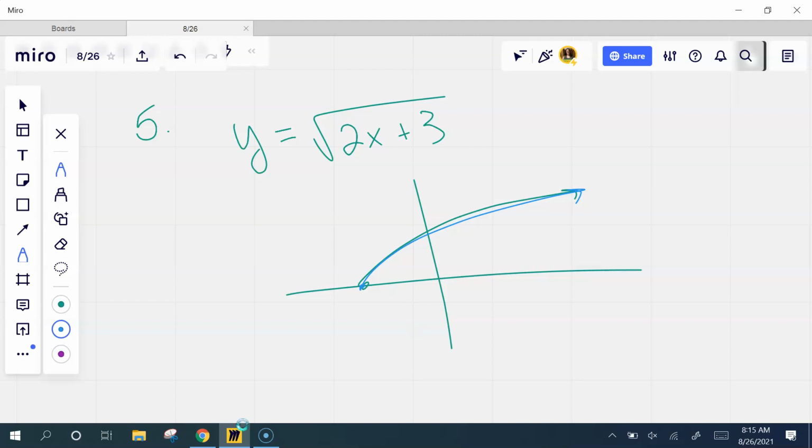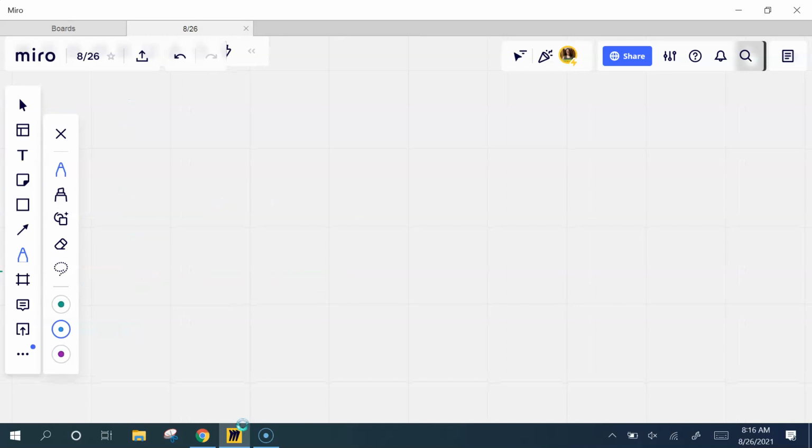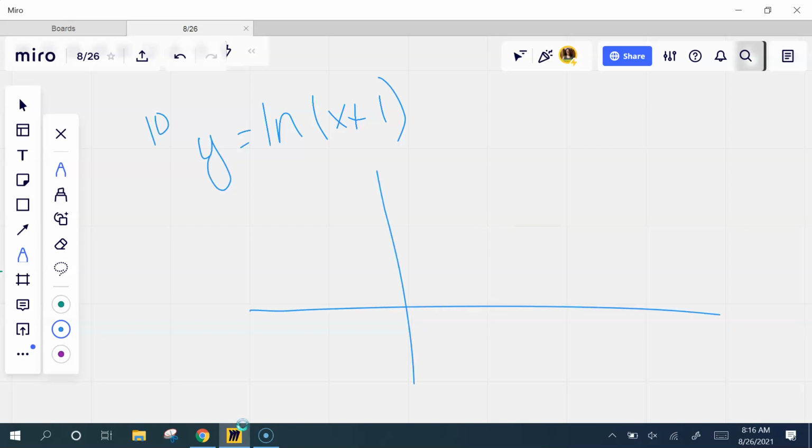Number 10, the natural log of x plus 1. What do we know about natural log graphs? This is one of those parent functions that you need to know what it looks like. It's the inverse of what? Okay, no. It's the inverse of e, and e is what kind of graph? A growth, right? Remember what growth looks like? It looks like that, and this is the inverse, so this is twisted around.